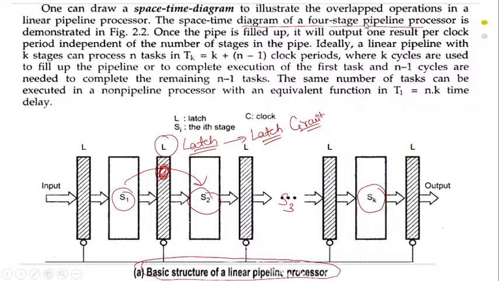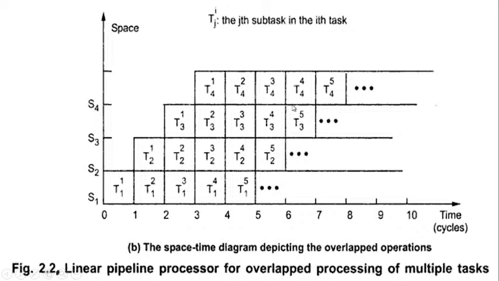So the diagram of a four-stage pipeline processor is demonstrated. Once the pipe is filled up, it will output one result per clock period, independent of the number of stages in the pipe. So here, this is a four-stage pipeline, right? Four-stage pipeline.